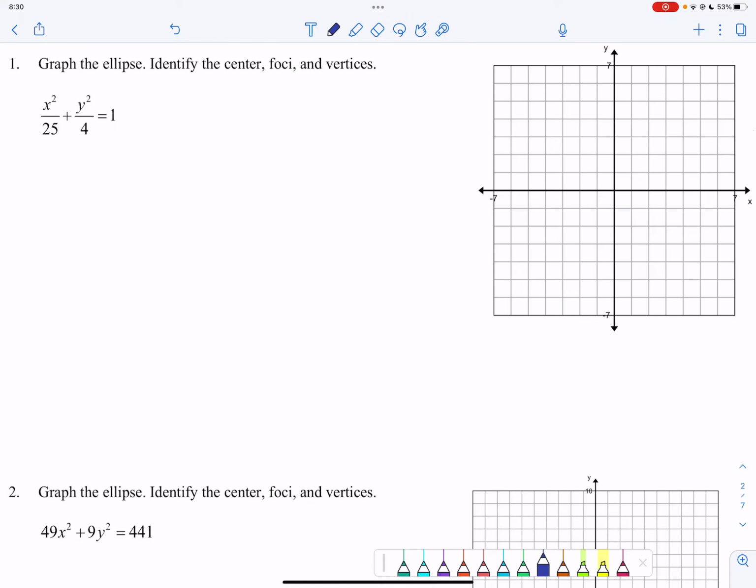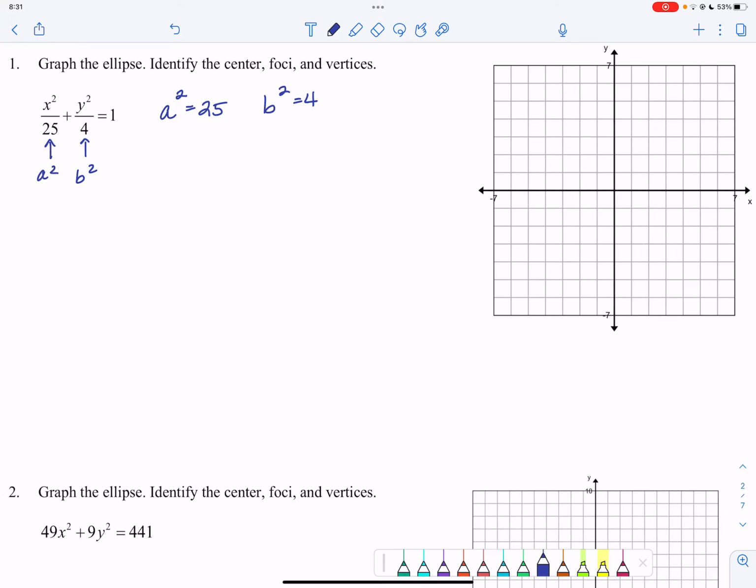And what do you notice? You should notice here that 25 is larger than 4. So we know that a squared, because that's going to be the larger number, is 25. And b squared is going to be equal to 4. Okay, so the larger number is always a squared.